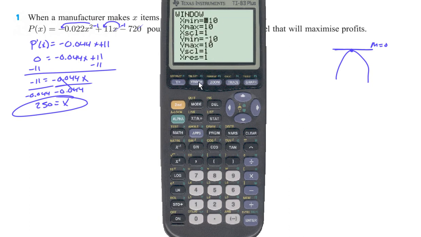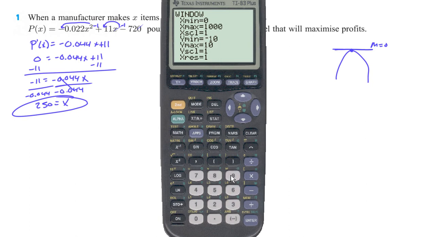Once you get good with the windows, switching things around, a lot of these questions will become pretty quick and relatively painless. We know our x is the number of items we want to make, so we can't make less than 0. For the maximum, let's say we don't know that it's 250, so I'll put in 1,000 just to check. The scale really doesn't matter. That's just how often they put little lines on the graph.